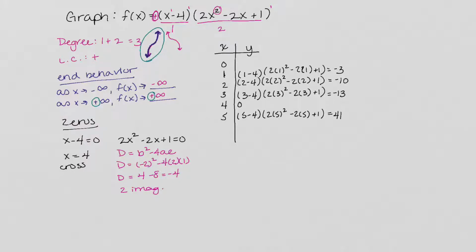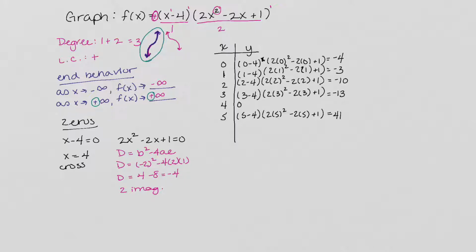We're going to try 0. And we love plugging 0 in because it's very easy to do. Oh guys, do you see that I put a squared on that first set of parentheses? No. What was I thinking? All right, so 0 minus 4 is negative 4, and the second set of parentheses, 2 times 0 squared minus 2 times 0 plus 1, just simplifies to 1. So it's negative 4 times 1, which is negative 4.